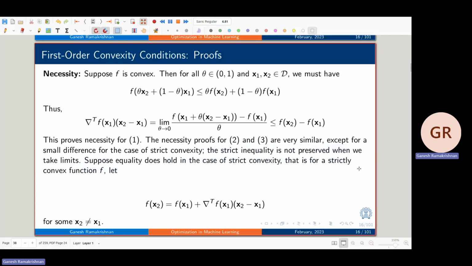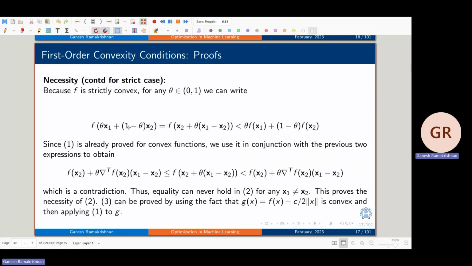Suppose equality does hold. So now I'm going to give a counterexample. Let's say there was an equality, which means that even for a strictly convex function, for some x1 not equal to x2, f of x2 was equal to f of x1 plus this dot product. That means for a strictly convex function, this point x2 is lying on the same hyperplane, even though x2 is not x1. Then we'll show that that's going to lead to some inconsistency. What is the inconsistency?